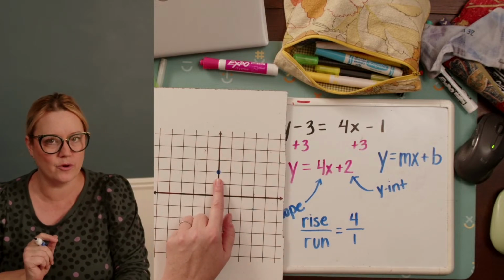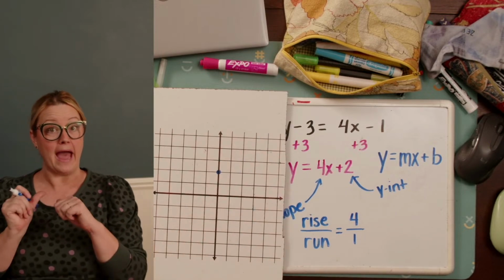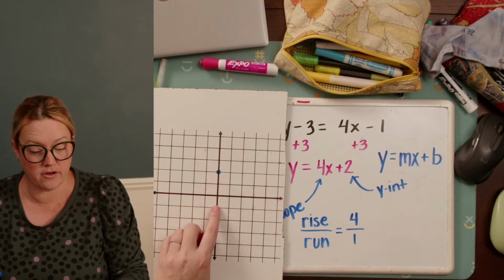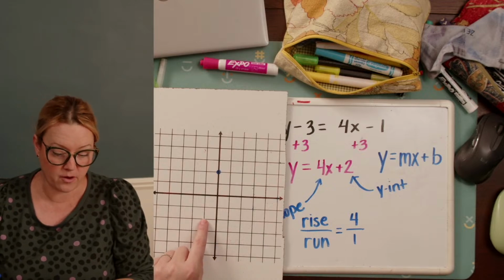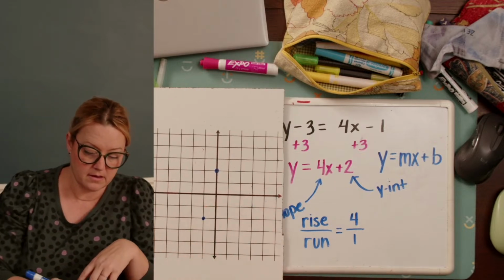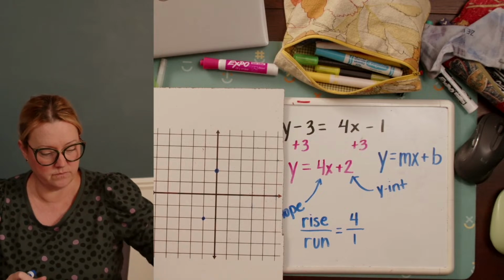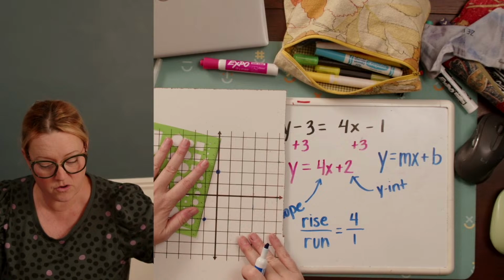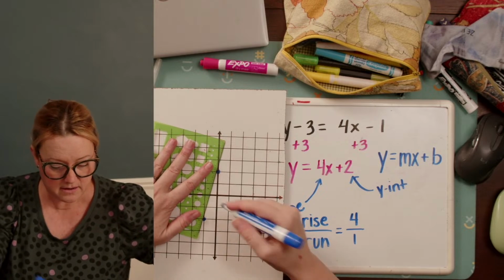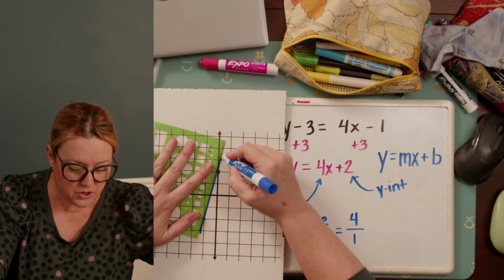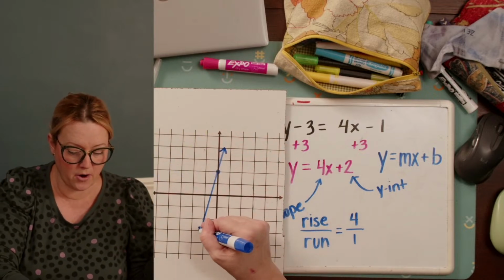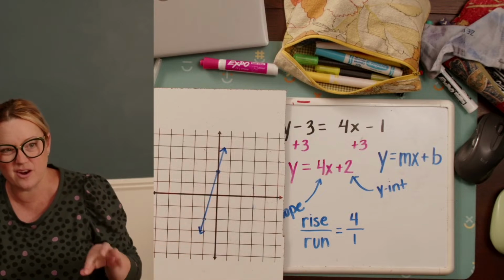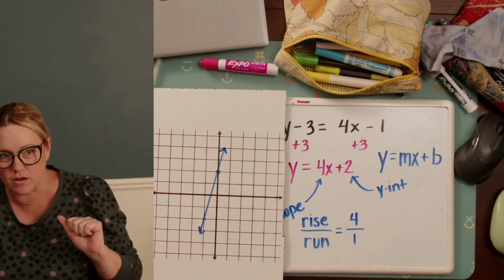Ooh, I ran out of room. But I could go backwards, right? I could go back down the stairs, right? So I'm going to go down 4 and back 1. Right? And I don't have room to do another point, but all I really need is 2 points because now I can graph this line. Okay? So even though those are my 2 points that I marked, I know that this line is going to pass through all of those little intermediate tiny points also.